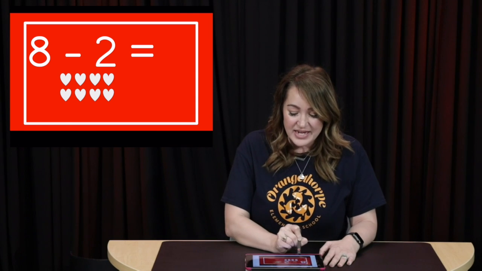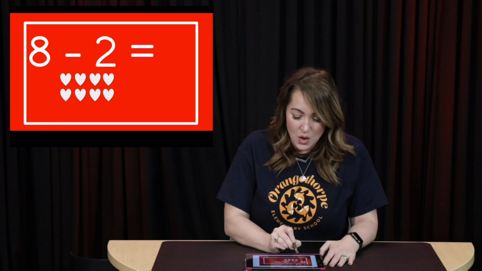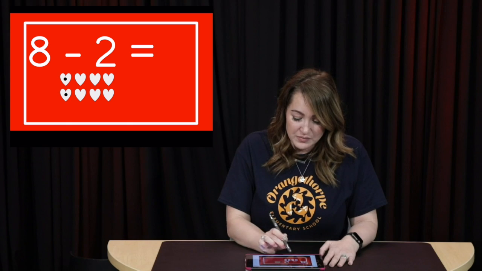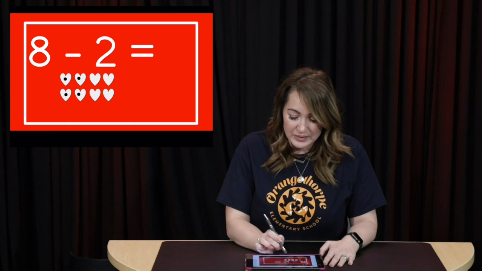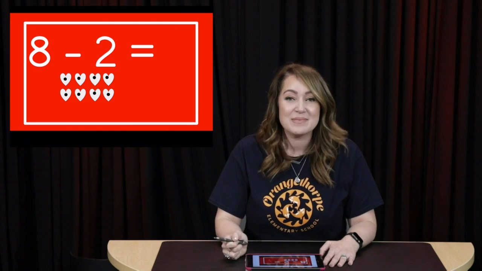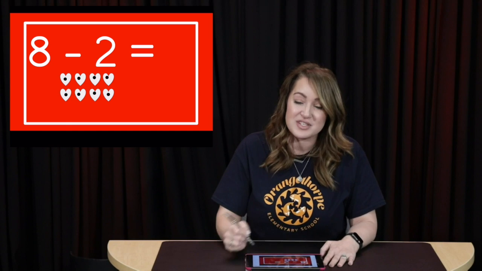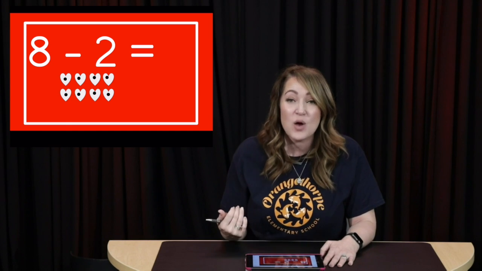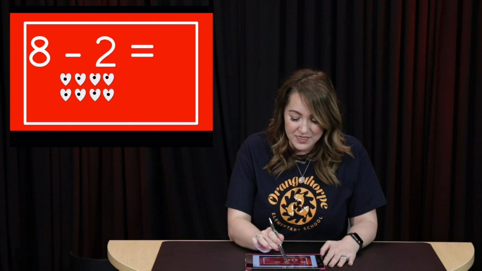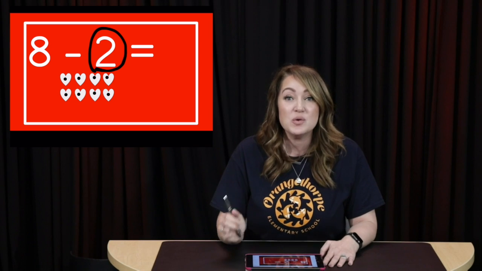All right, so if I have 8, I have 8 hearts down here. Let's count them just to make sure. I'm going to put a little dot every time we count. 1, 2, 3, 4, 5, 6, 7, 8. In subtraction, my answer is actually going to be less than the first number I started with because I'm taking away part of that number. How many am I going to take away? Well, this number right here is going to tell me. So this time, I'm going to take away 2 of those hearts.